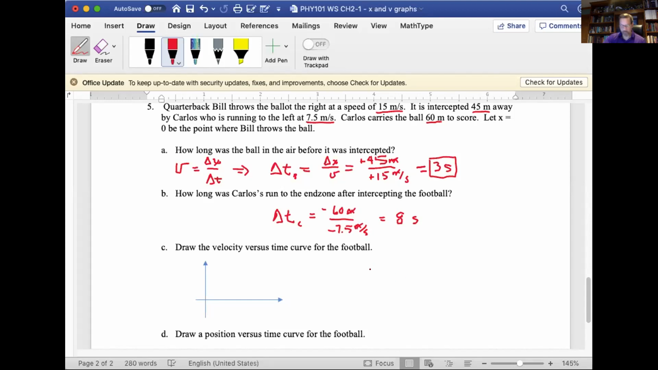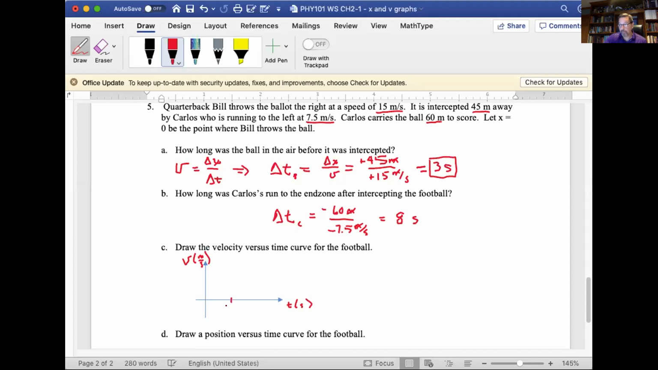Now I want to draw a velocity versus time curve. I could have done that first. I have the 2 speeds I need. I just didn't know the time intervals. So in order to make this time in seconds and this velocity in meters per second, on any graph you draw in a physics class, you need to label the axes with the units that you're putting on them.